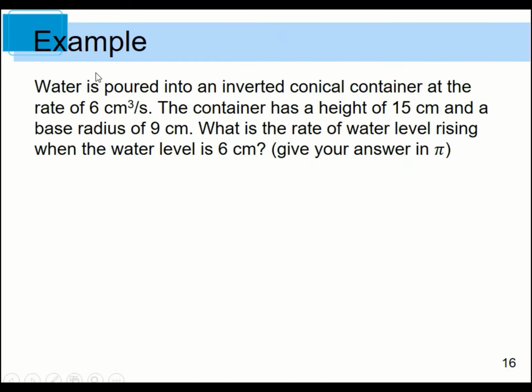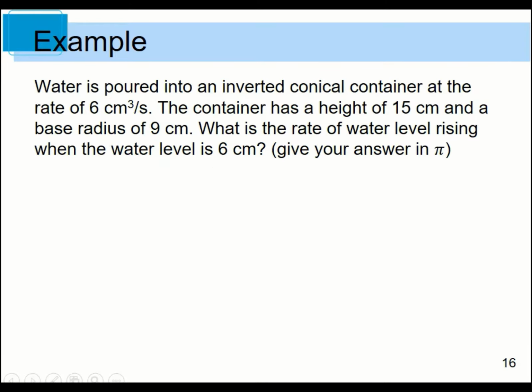Now we have another example about the rate. Water is poured into an inverted conical container at the rate of 6 cm^3 per second. The container has a height of 15 cm and a base radius of 9 cm. What is the rate of the water level rising when the water level is 6 cm? You need to give your answer in terms of time.